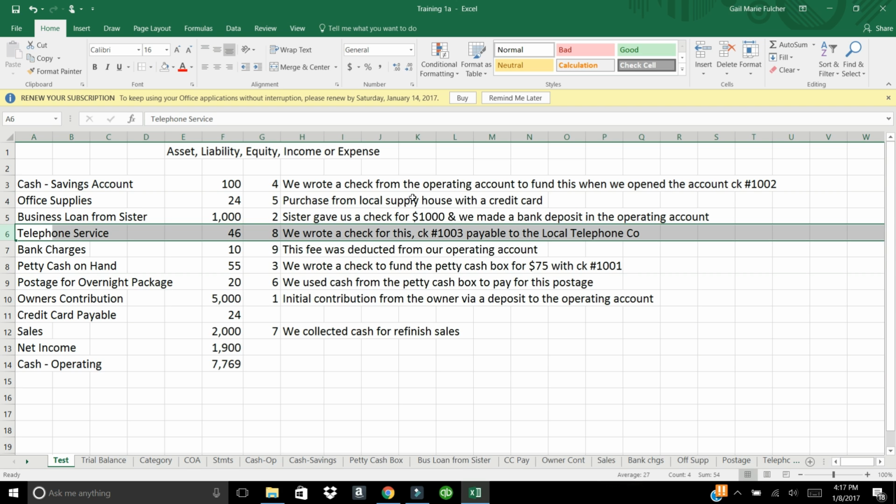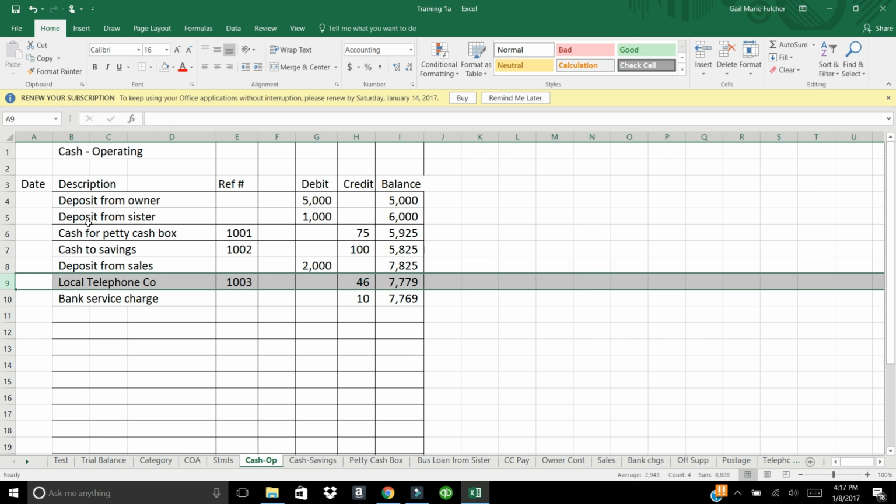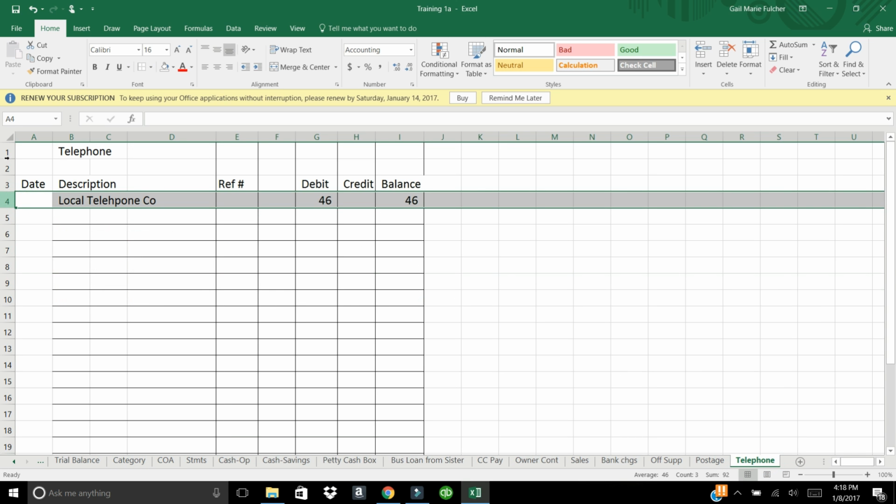We wrote a check for this, check number 1003, payable to the local telephone company. So we come over to cash in the operating account, local telephone company, check number 1003. We're reducing the amount in our bank account by $46, leaving us with $7,779. The other side to that entry is telephone. So we come over to the telephone sheet and we record the description, local telephone company. The debit is $46 and the balance is $46.